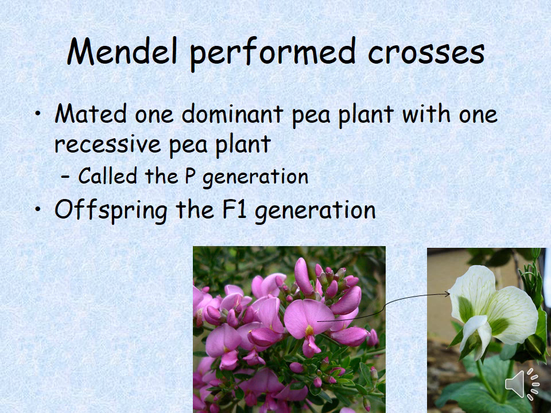So this is how he didn't know in the beginning that something was pure dominant, pure recessive. It just worked out that way, and it was very great for him. So he mated a homozygous dominant pea plant with a homozygous recessive pea plant. This is called the P generation. P generation stands for the parent generation. And the offspring that comes from that will be the F1 generation. Later we'll talk about the F2.